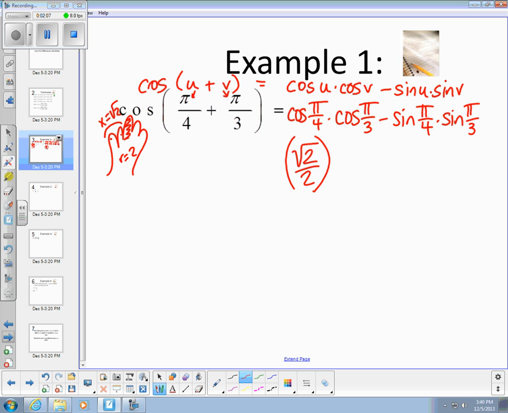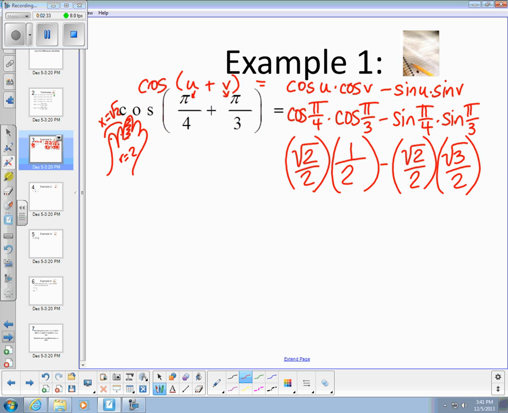Okay, for pi over 3, use the hand trick again. But this time you're going to come out with 1 over 2 for cosine of pi over 3. Sine of pi over 4 is square root of 2 over 2. And the sine of pi over 3, still using the hand trick for all 4 of these values, would be square root of 3 over 2. So the second step, after you filled in the angles in the formula, was just to use the hand trick to get the values for each one of those special angles.